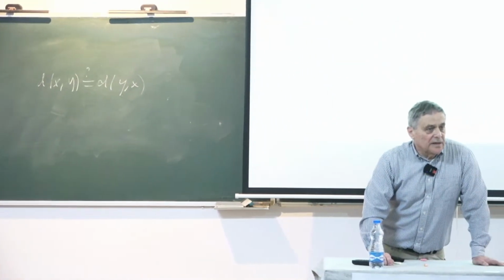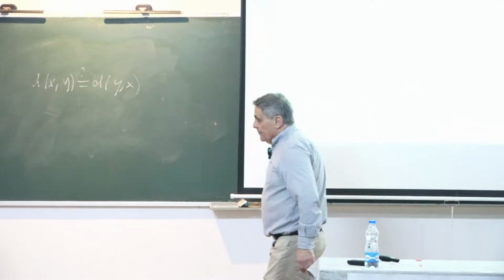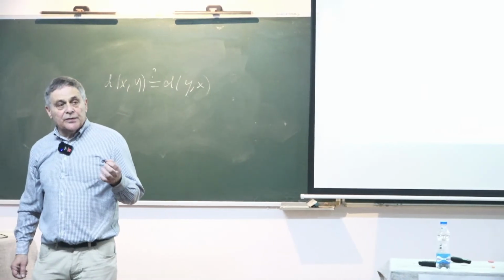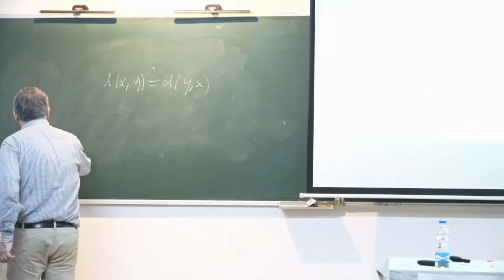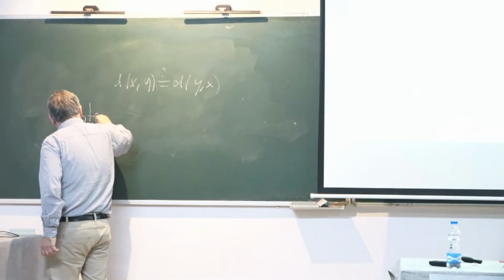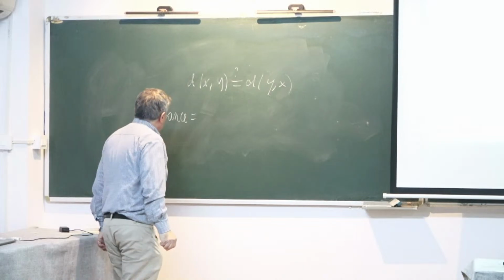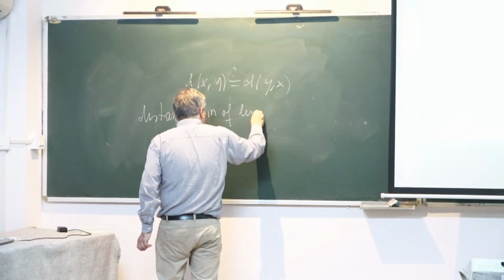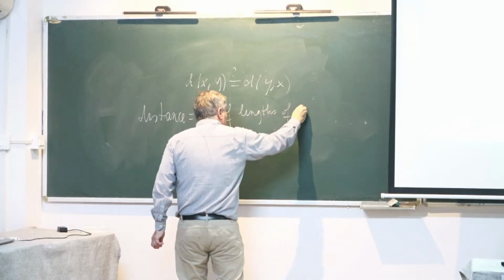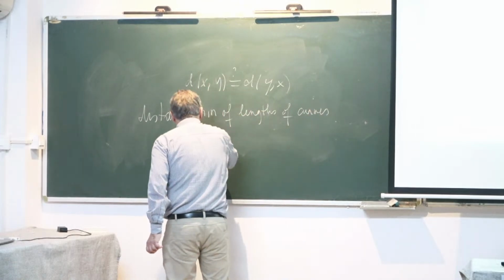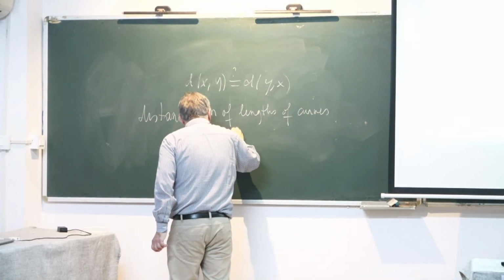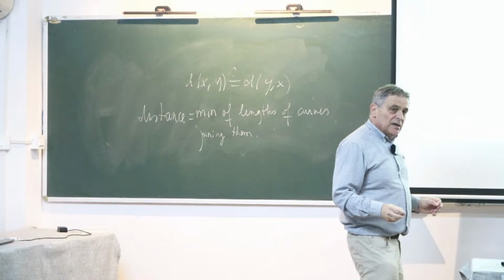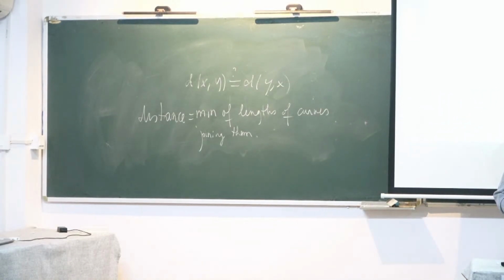And how is this metric defined? How is this metric defined? In fact, the distance between 2 points is the minimum of the length of curves joining them. It's a metric where the distance is equal to the infimum of lengths of curves joining them.